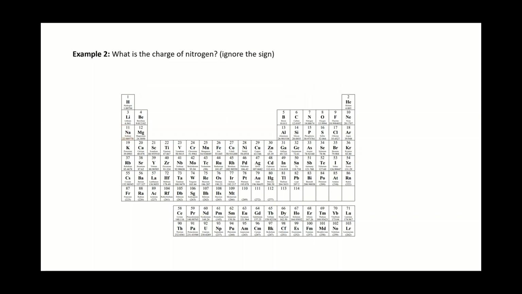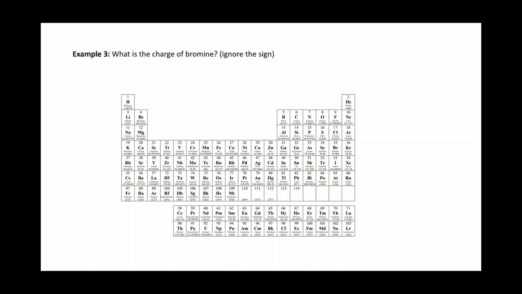Here's another example. What is the charge of nitrogen? So again, we have the charges written at the top of the periodic table. We find nitrogen, shown in red, and you can see if you go up to the top of nitrogen's column, we have the number 3. Therefore, the charge of nitrogen is 3.